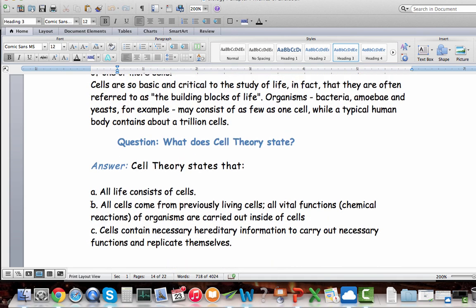Cells are so basic and critical to the study of life, in fact, that they are often referred to as the building blocks of life. Certain organisms, such as bacteria, amoebae, and yeasts, may consist of as few as one cell. A typical human body, however, contains about 1 trillion cells.